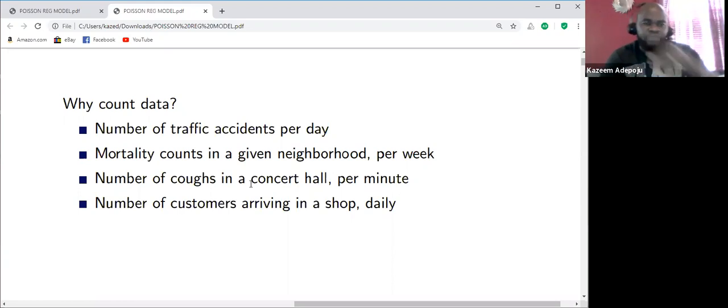Another example of count data is the number of customers arriving in a shop daily. Take a look at Walmart, Target, and other grocery stores. The question now is, how many customers are we going to have in our shop? How many customers are we going to have in our restaurant? Why do I need to know? If I have a grocery store, of course, I want people to come and buy something.